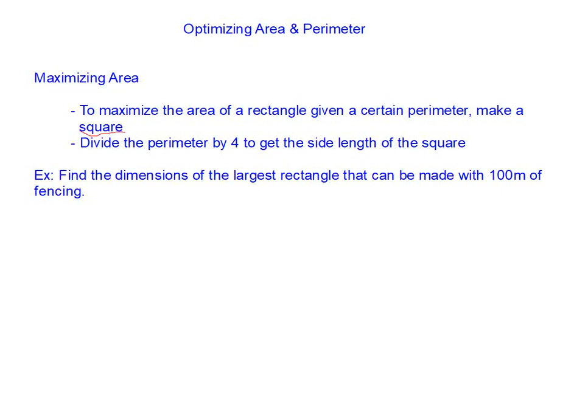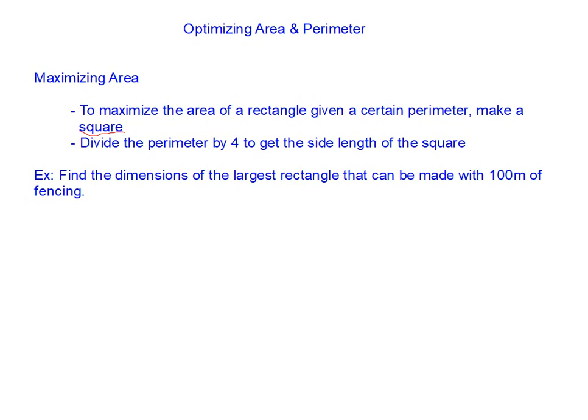Just a reminder, a square is a rectangle. It is a special kind of rectangle where all of the side lengths are the same. But if we want to make the biggest possible area, we take the perimeter and divide it by 4 to make a square. And that's what the next bullet says. It says divide the perimeter by 4 to get the length of the square.